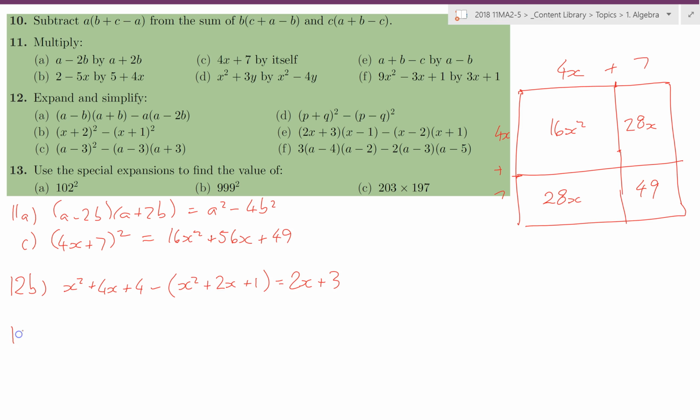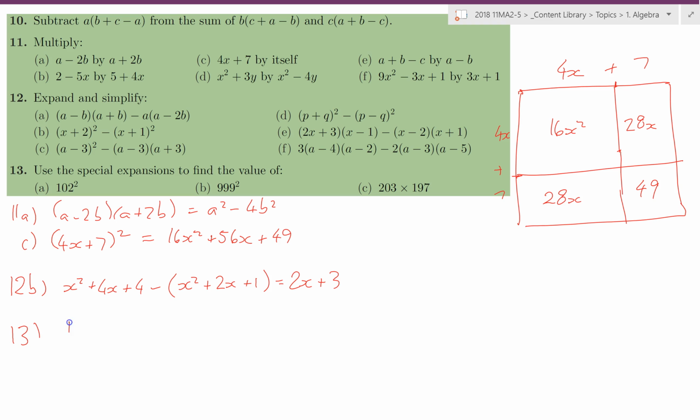Now, have a look at question 13. Isn't this interesting? 102 squared. What do you mean, use a special expansion? I use my calculator to do that. Well, think of this. Imagine that this is 102. 100 times 100 is 10,000. 2 times 2 is 4. This here is going to be 100. This is going to be 200 here, 200 here. So it's 10,404.